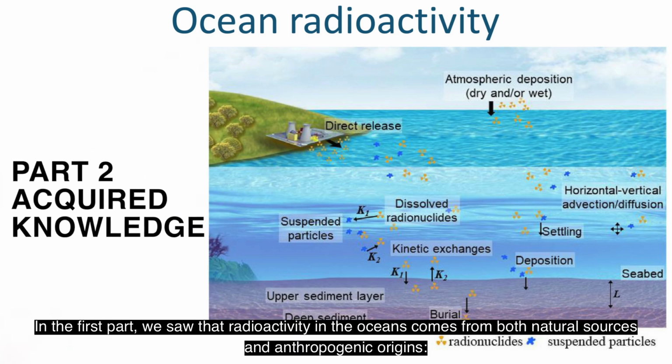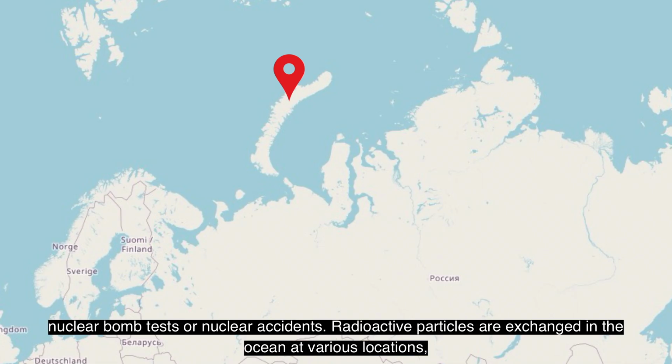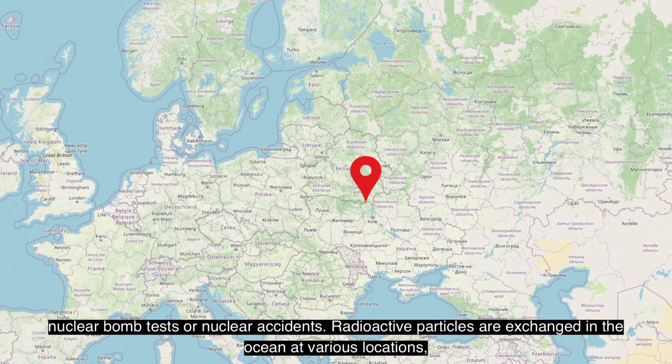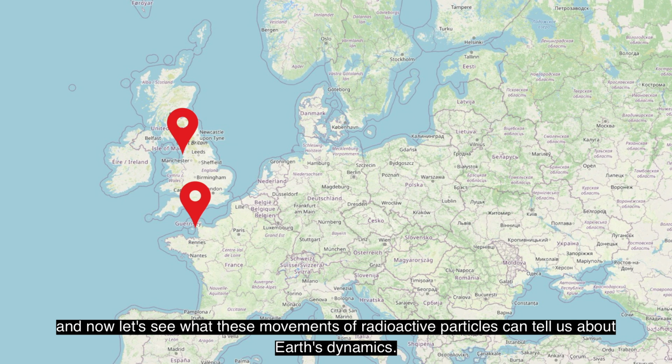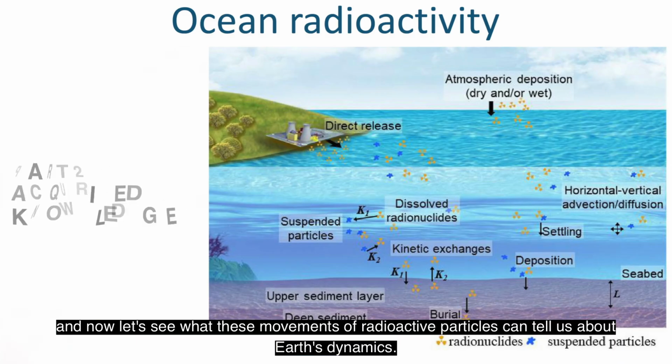In the first part, we saw that radioactivity in the ocean comes from both natural sources and anthropogenic origins: nuclear bomb tests or nuclear accidents. Radioactive particles are exchanged in the ocean at various locations. And now, let's see what these movements of radioactive particles can tell us about Earth's dynamics.